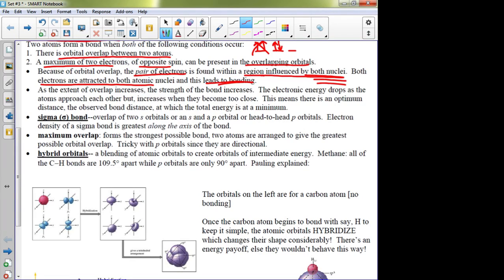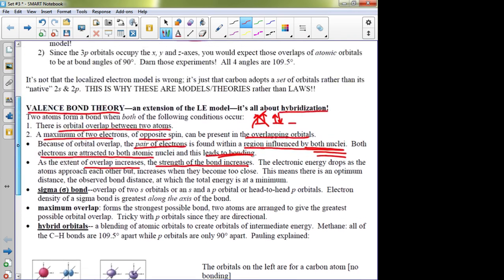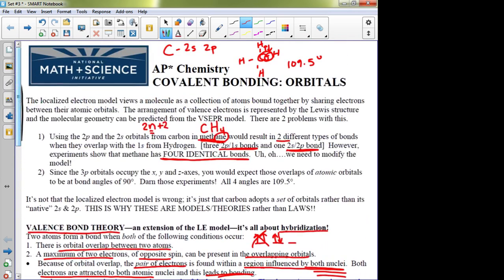As the overlap increases, the strength of the bond is also going to increase. But now remember, we can't let the two atoms get too close. Why can I not let the two atoms get too close? Because it'll explode.